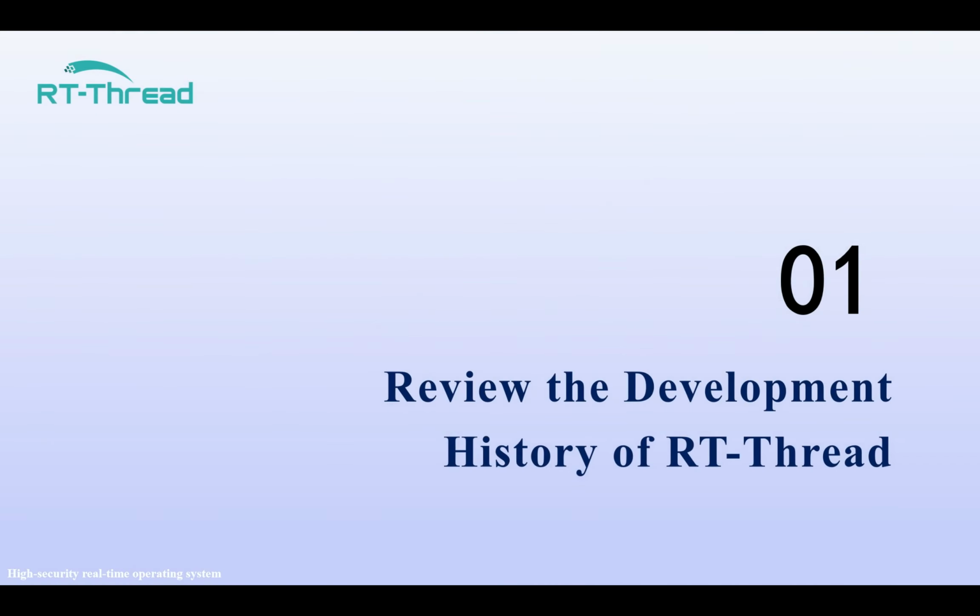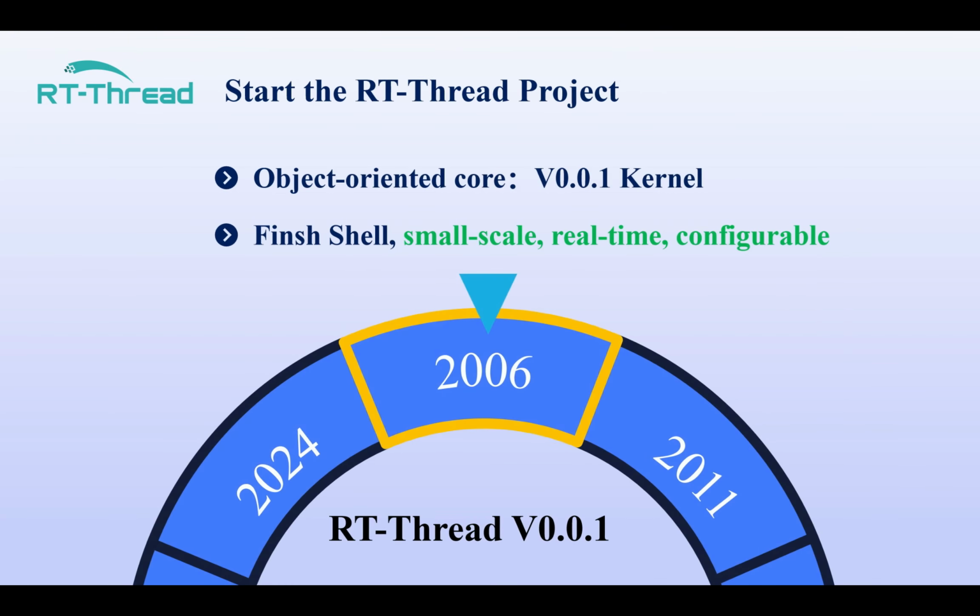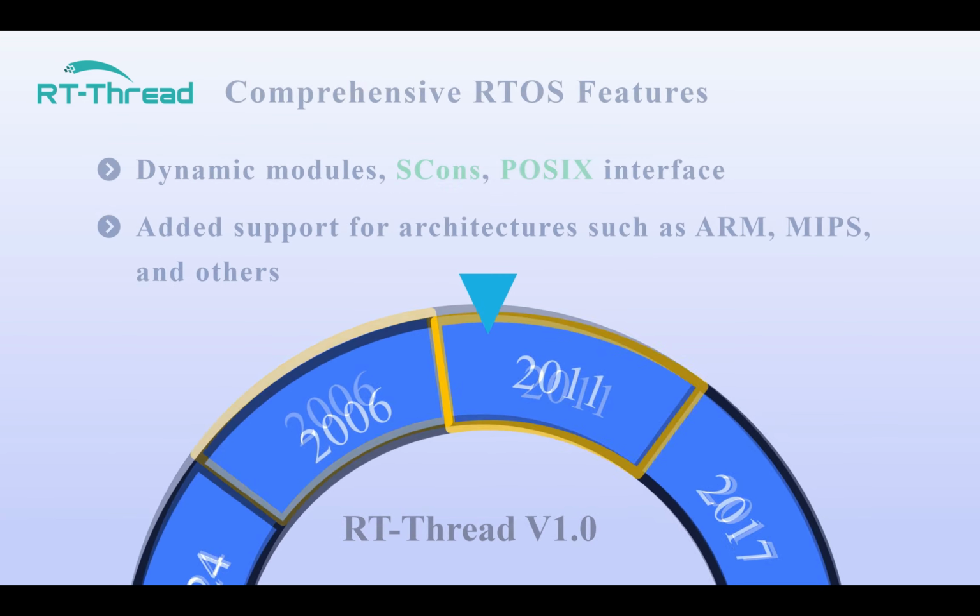The theme I bring today is Born for Fortune, Struggling for Love. First, let's review the development process of RT-Thread. In 2006, RT-Thread released version 0.1, officially launching the RT-Thread project. This included the kernel and shell components programmed in a project manner.